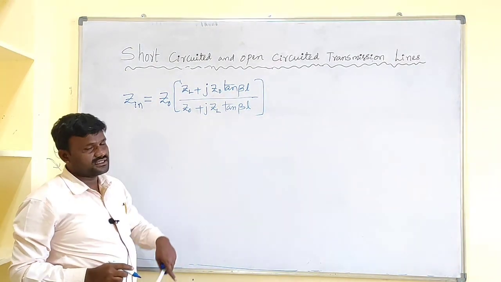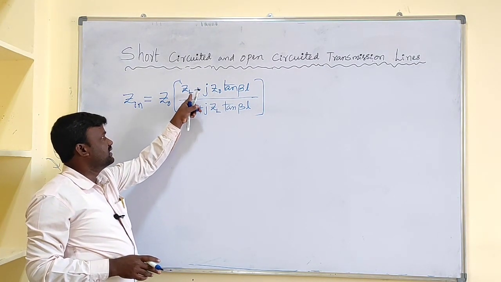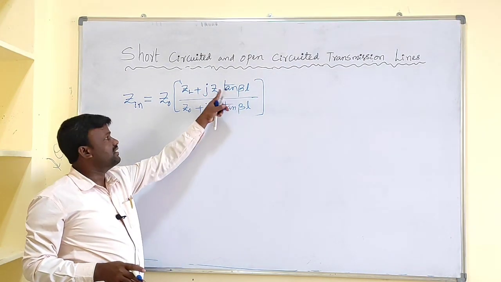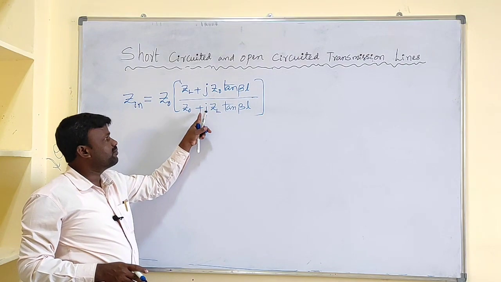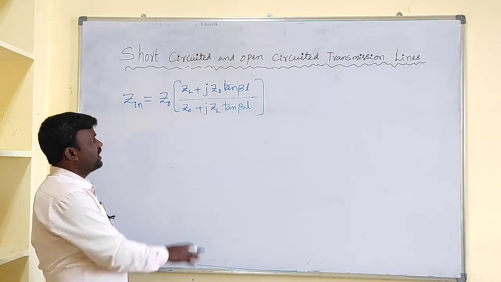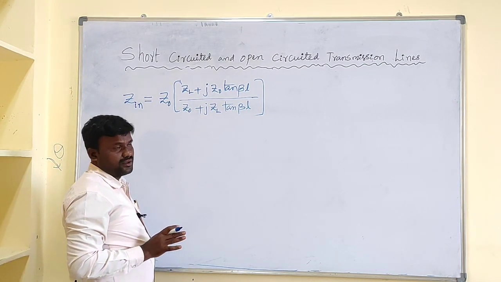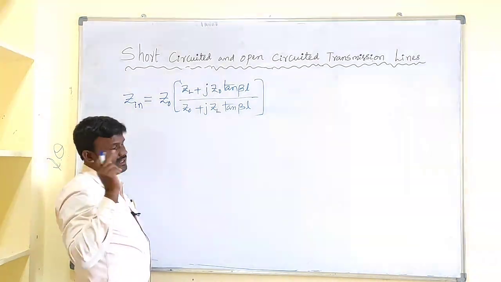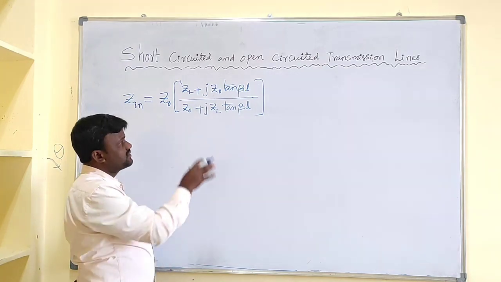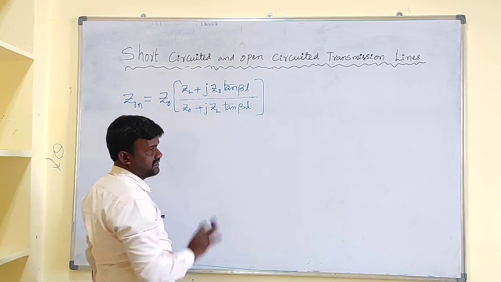For a lossy transmission line, this expression is somewhat different. Only there is a difference: Z0 into ZL plus tanh gamma L, by Z0 plus ZL tanh gamma L. That is for the lossy transmission line. For the lossless transmission line, we derived input impedance like this. If you didn't watch the video, the title is input impedance of the transmission line. Please watch that video before entering into this video.